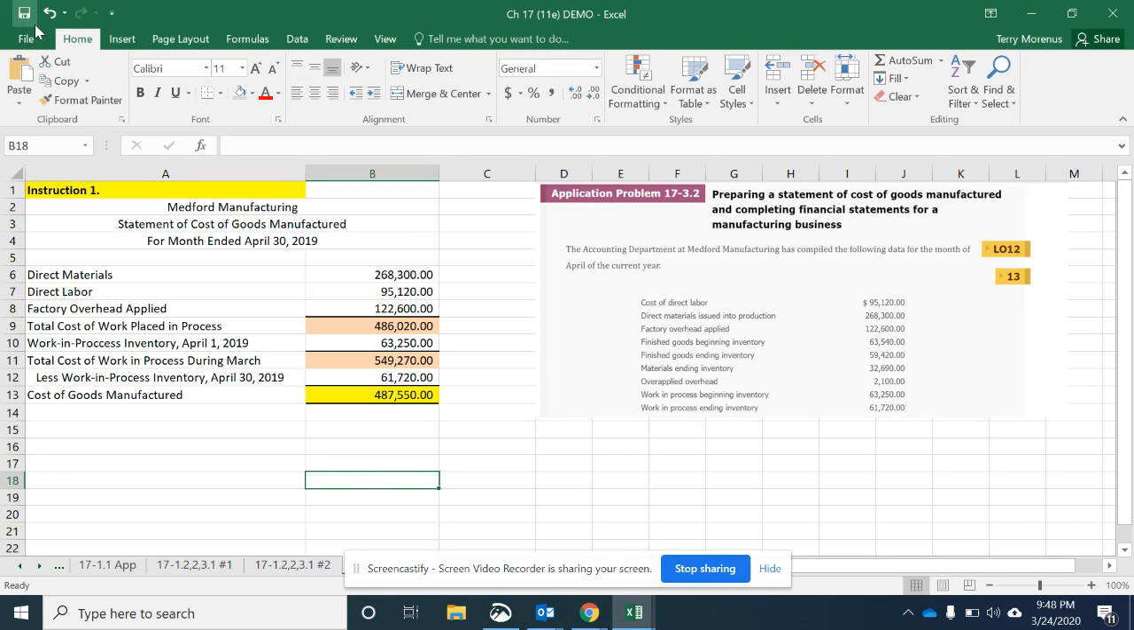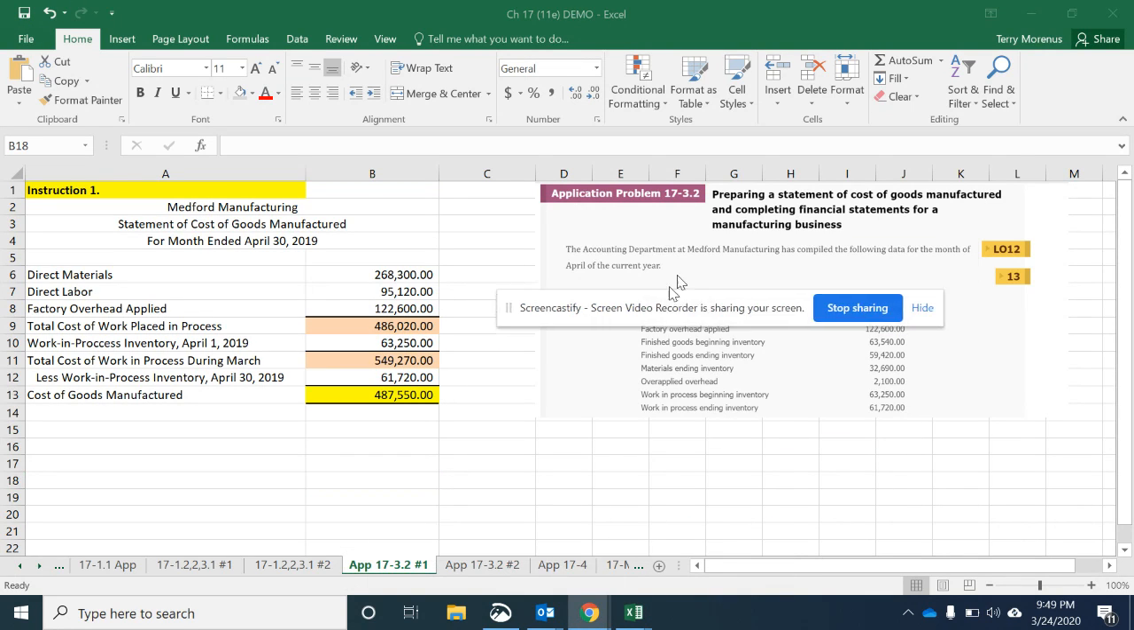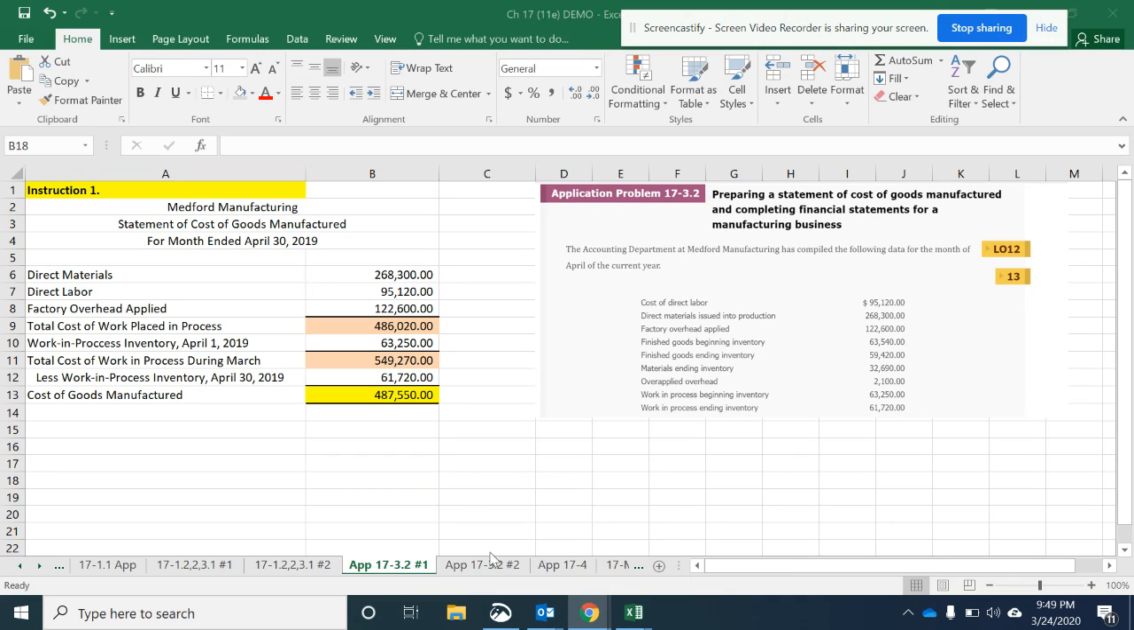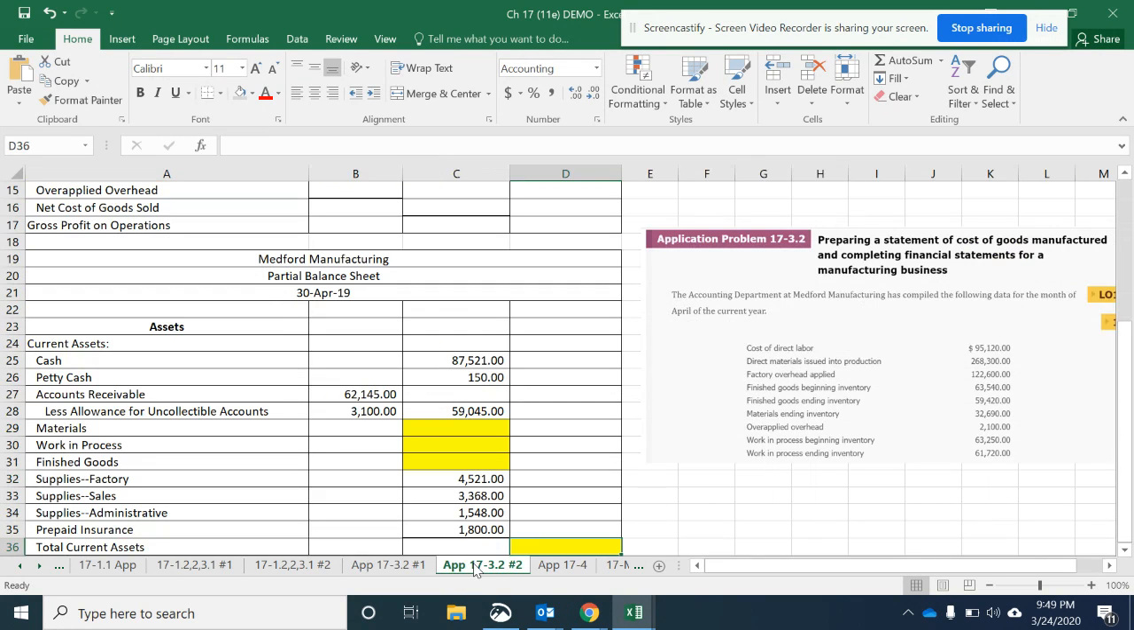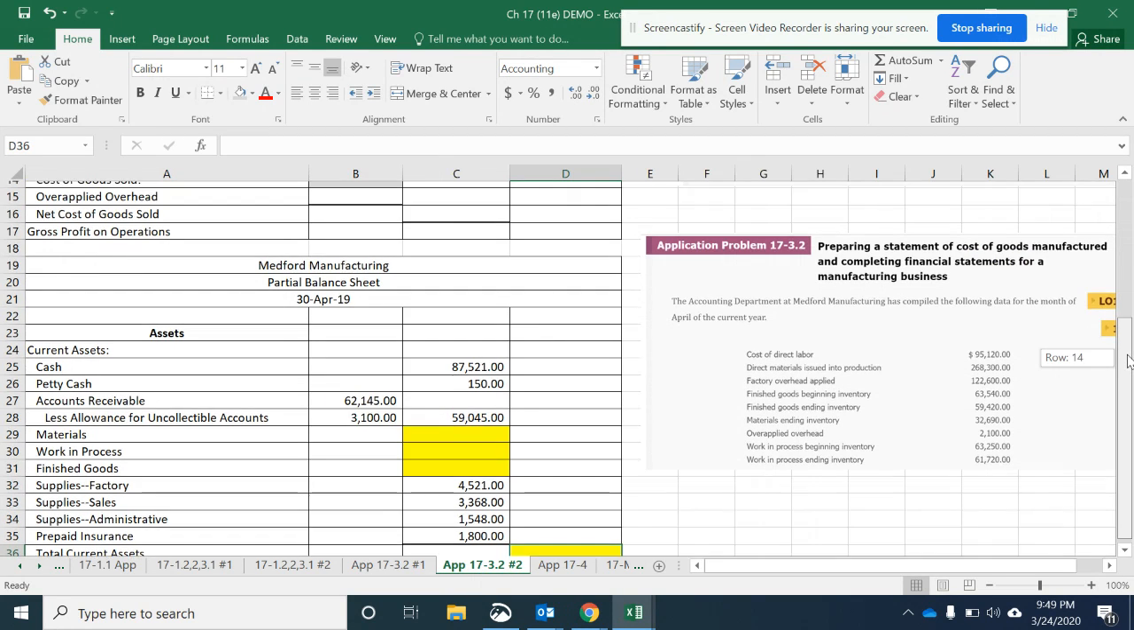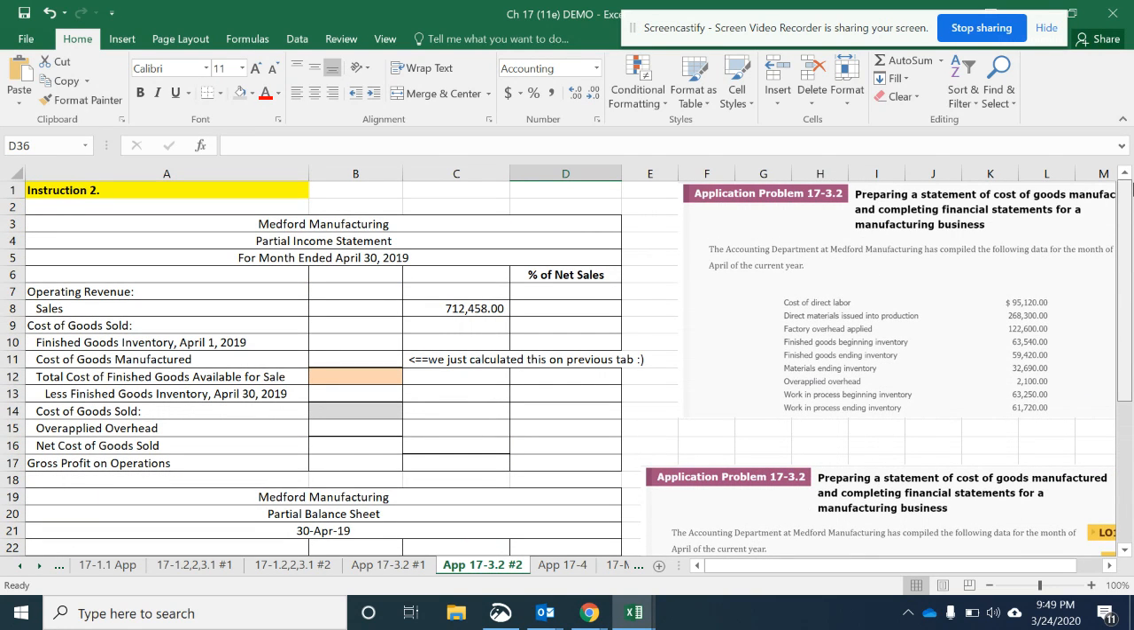Okay, so I'm going to save that, and I'm going to move this guy up here. And we're going to go to the second one. This is a partial income statement. So we're going to be looking at partial balance sheet and also partial income statement in regard to manufacturing. Usually we look at big income statements and include everything, but we're not going to. We're just going to look at the part where our production has affected the income statement.